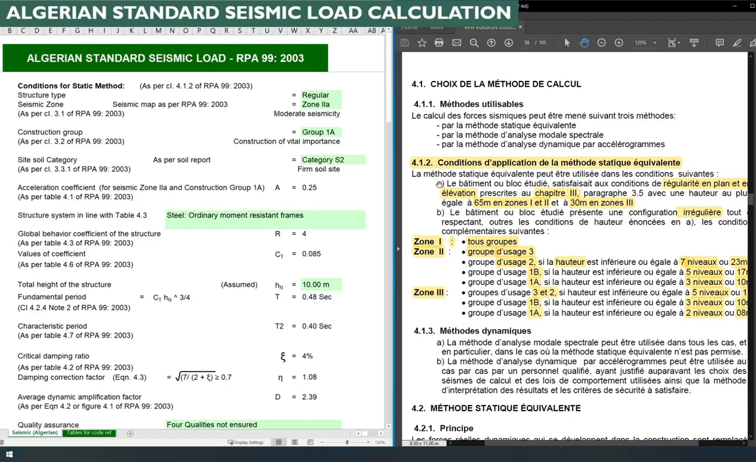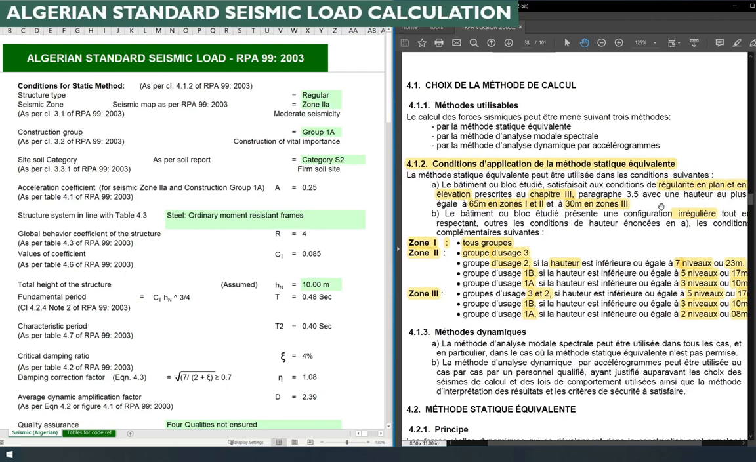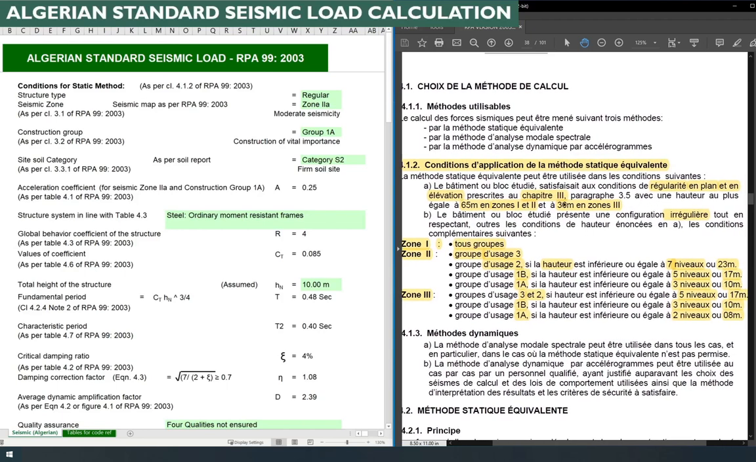In A, this is mentioned for regular buildings in plan and elevation. What is regular is well explained in chapter 3, paragraph 3.5. Regular buildings in plan and elevation, those which have height less than 65 meter, fall under seismic zone 1 and 2. Alternatively, if the structure height is less than or equal to 30 meter in seismic zone 3, these all regular buildings are applicable and come under the static method of seismic analysis.